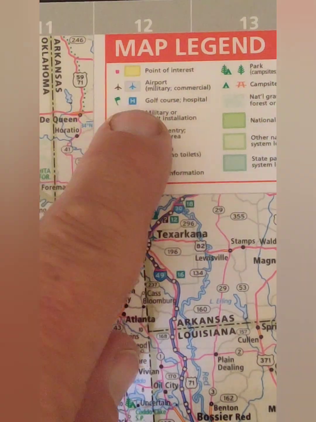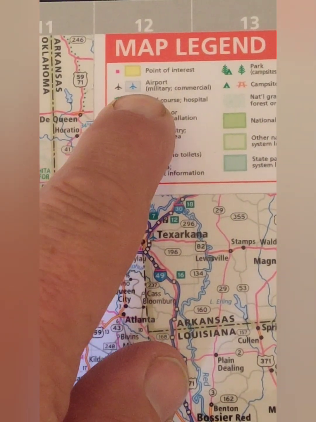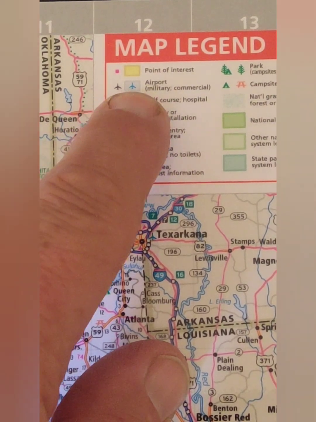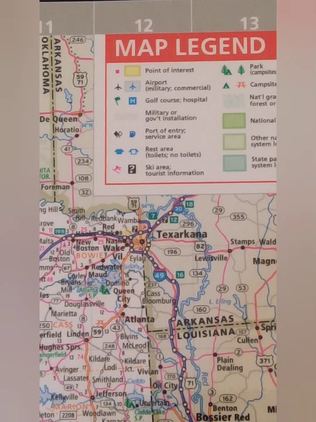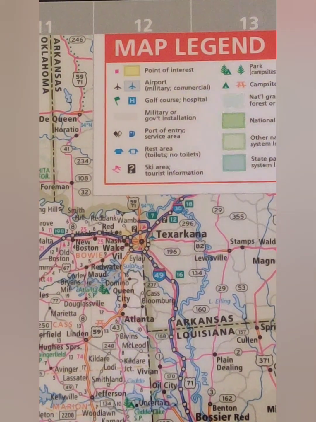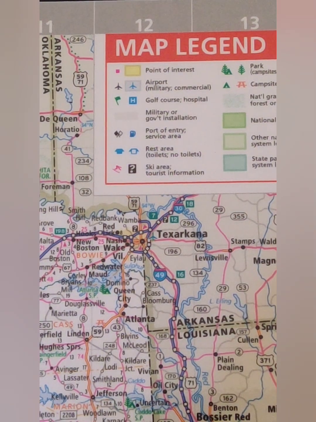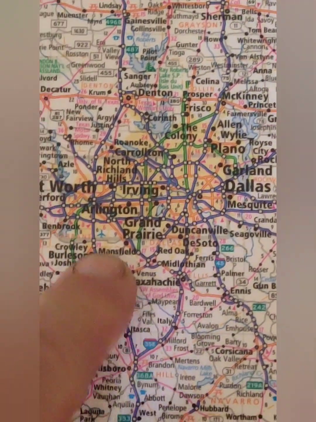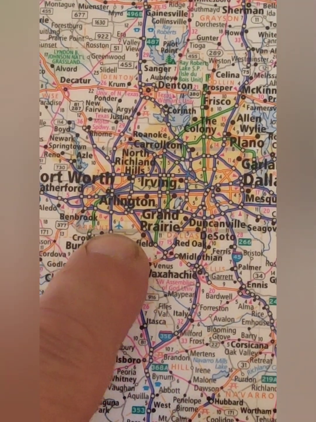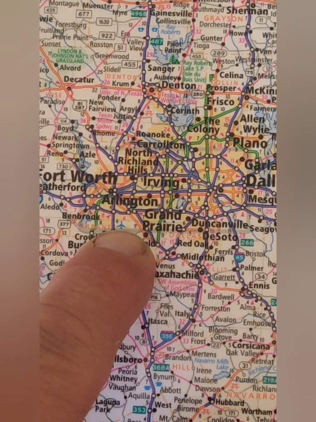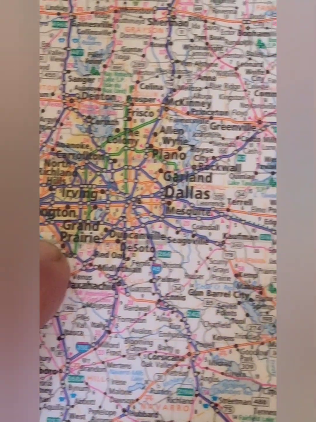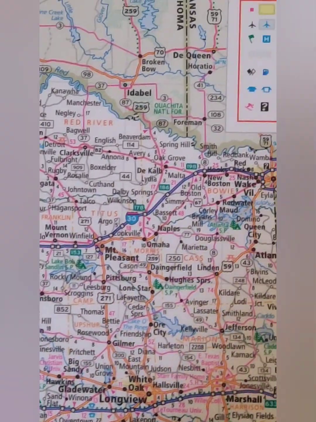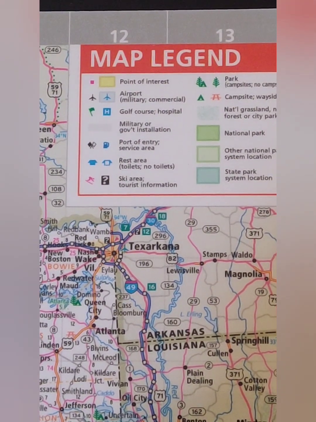Now, if you see here how they have a black plane and a blue plane. So these are airports. The black ones are military, the blue ones are commercial. So if we look on the map here, all right, so if we come over here, we have a blue plane here. That's a commercial airport. And if there's a black plane, it's a military airport. Back up to the top here.